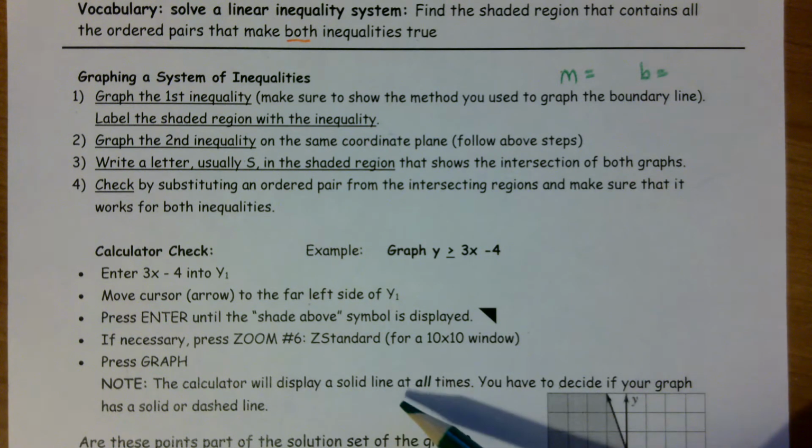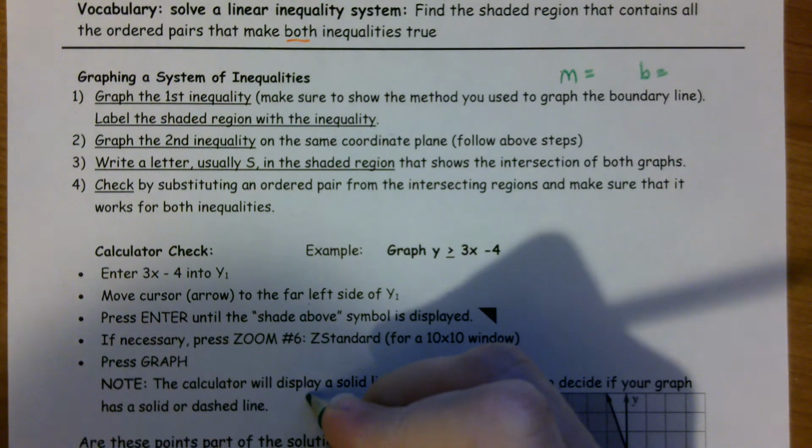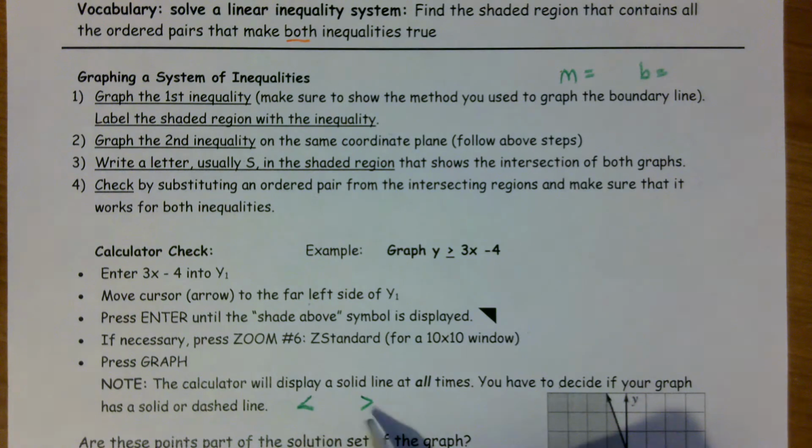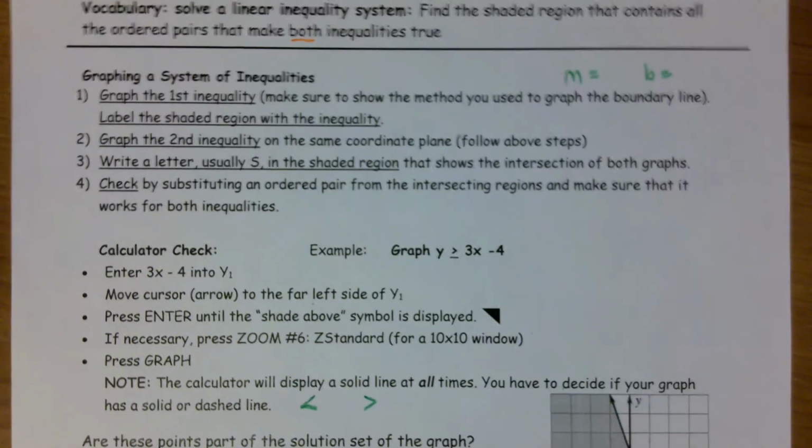Remember, the calculator displays a solid line at all times. You have to decide if your graph has a solid or dashed line. And it has a dashed line when it either has a less than or a greater than, when there's not an equal sign underneath it.